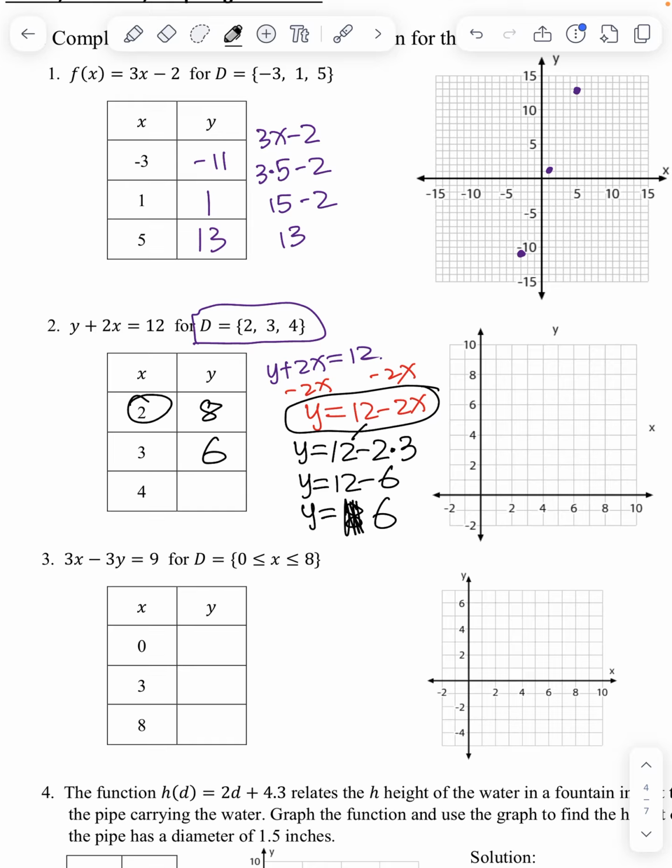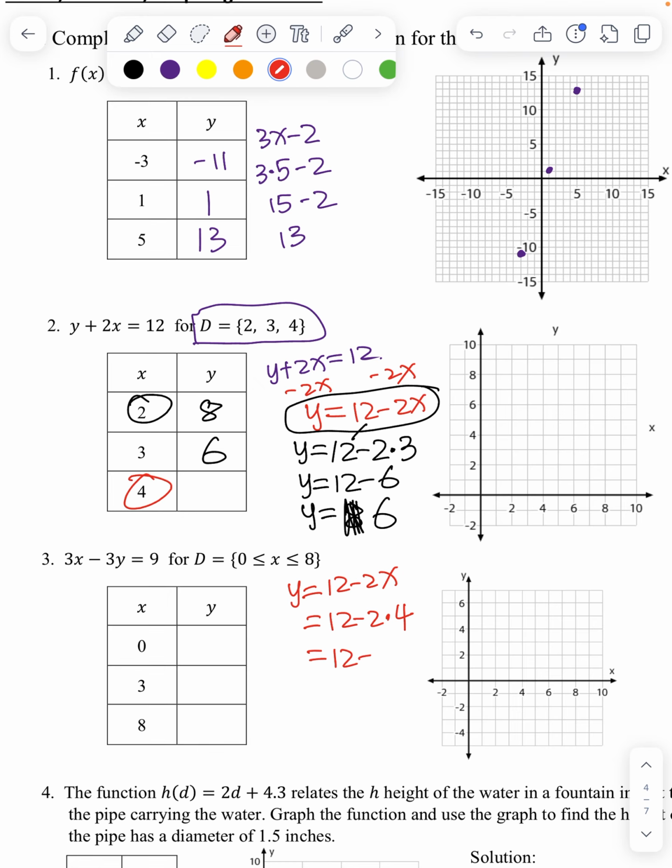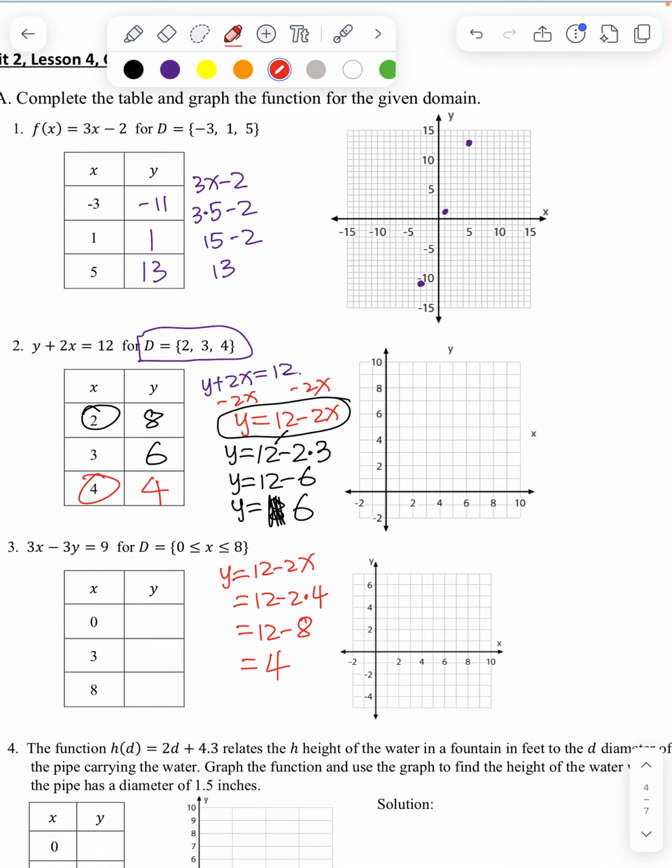Last one, x equals 4. The function is y equals 12 minus 2x, so 12 minus 2 times 4. 2 times 4 is 8, 12 minus 8 is 4. Okay, let's graph it. Let me erase everything.